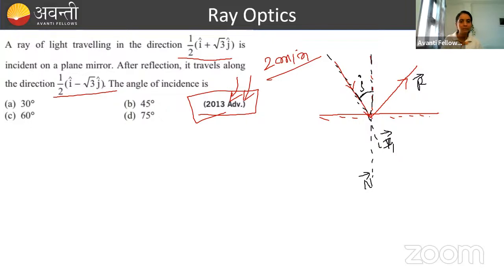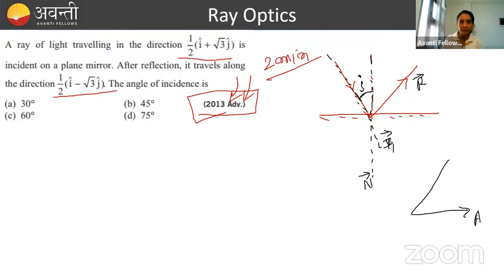So now, don't you think this is a question of vector? There are two vectors given. This is vector I and vector n. Two vectors are given and we have to calculate angle between these two vectors. How we can do that?